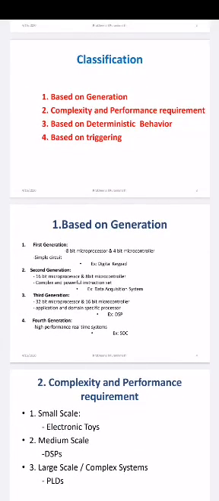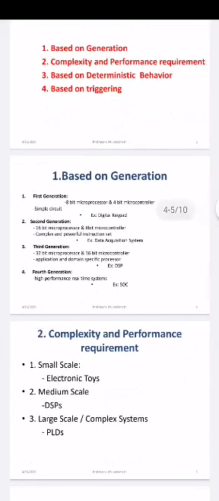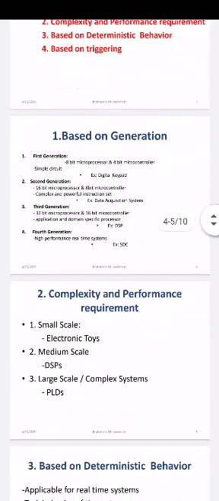In the first generation, we are going to see systems like the 8-bit microprocessor and 4-bit microcontroller, and here the systems have a simple circuit, and an example is the digital key. In the second generation, the systems have a 16-bit microprocessor and 8-bit microcontroller. Here you use powerful instruction sets, and the systems are a little more complicated than the first generation. An example is the data acquisition system.